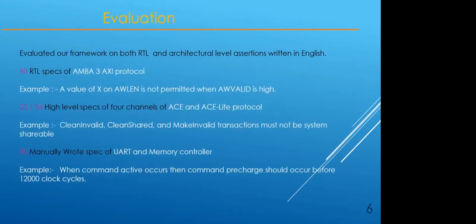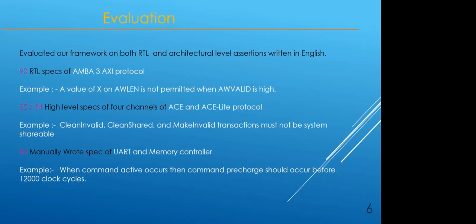We evaluated our framework on both RTL and architectural level assertions written in the English language. We picked 90 RTL specs from the AMBA 3 AXI protocol, and we successfully translated them to SystemVerilog assertions. One such assertion is: a value of X on AW_len is not permitted when AW valid is high.